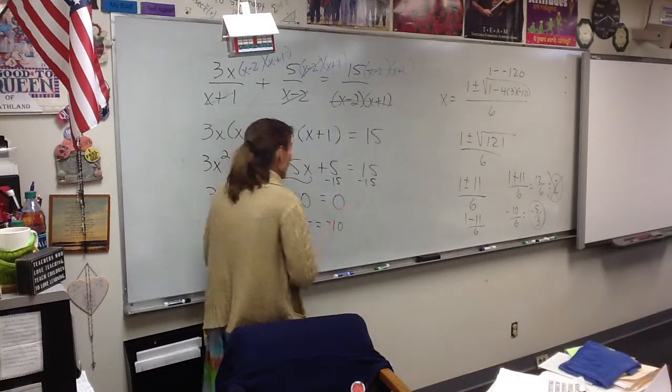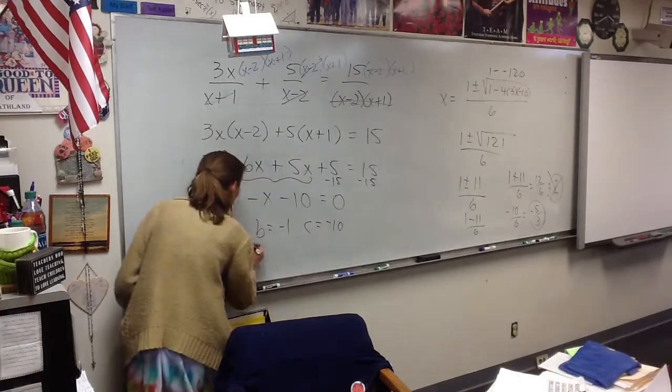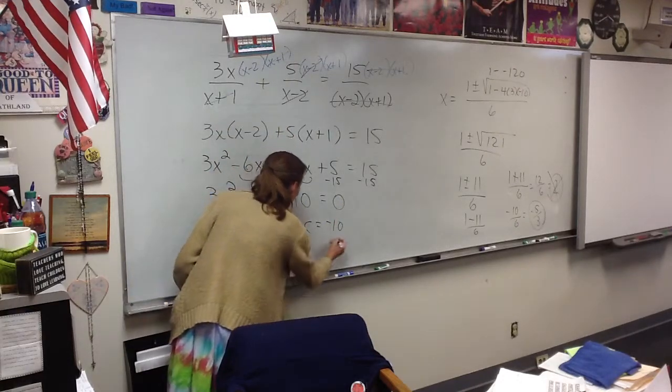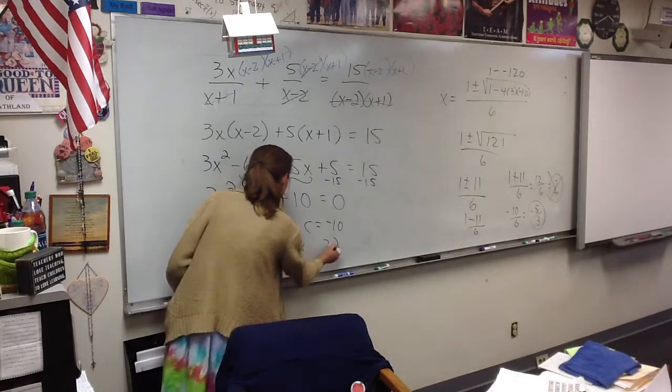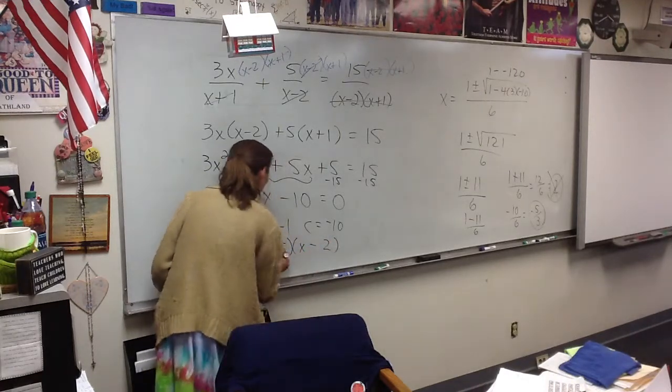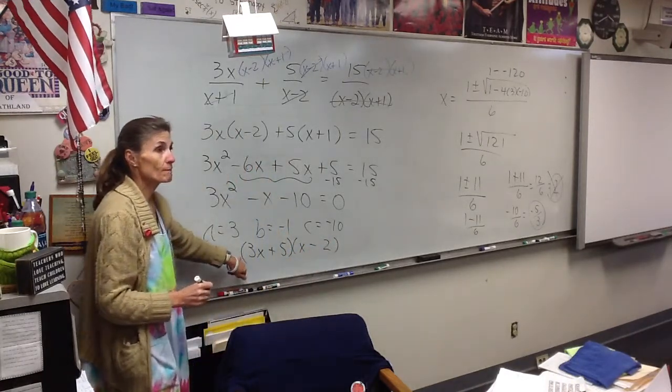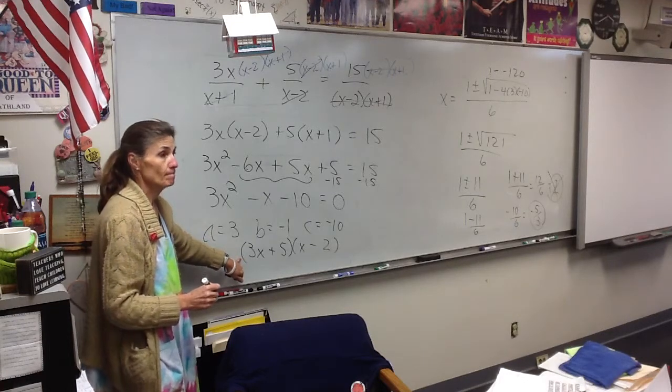Oh, by the way, it does factor, so the factoring would have been 3x, x, 5 and 2, minus and plus. So that would have been the factoring. What was that on? 6.